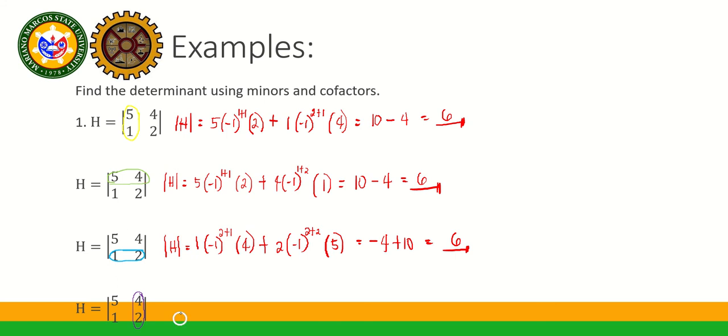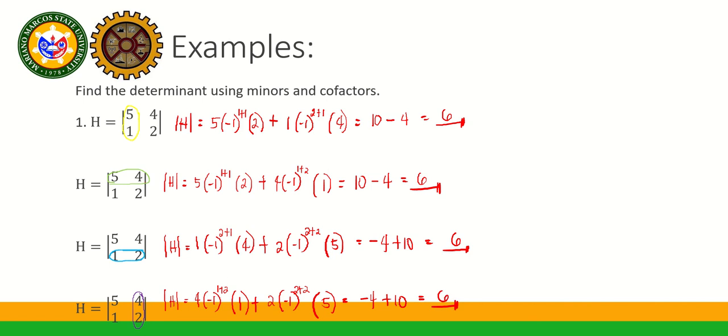Okay. So, the determinant of H is equal to 4 times negative 1. This is in row 1 and column 2. So, 1 plus 2 multiplied by 1 as its minor. So, 1. And then plus 2 times negative 1. This is in row 2 and column 2. So, 2 plus 2 times 5 as its minor. So, negative 1 raised to 3 is negative 1 times 4. That is negative 4. Negative 1 raised to 4 is positive 1. So, that is positive 10. 2 times 5 is positive 10. And we get 6. Okay.